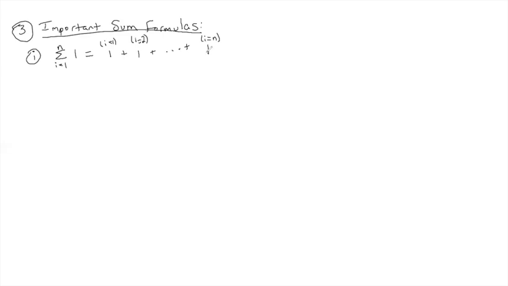So I have n copies of 1. Here's the first one. Here's the second one. Dot, dot, dot. Here's the nth one. Okay, so it should be a little obvious that this is n times 1, or just n. So this is your first formula, that the sum from 1 to n of 1 is equal to n, meaning just whatever the upper bound is. Okay, so now the second one has a little bit of a story to it.